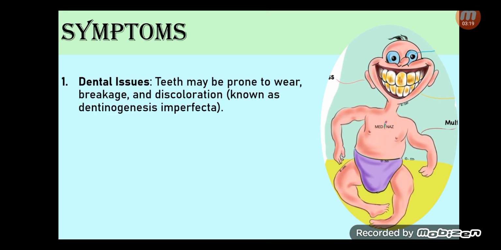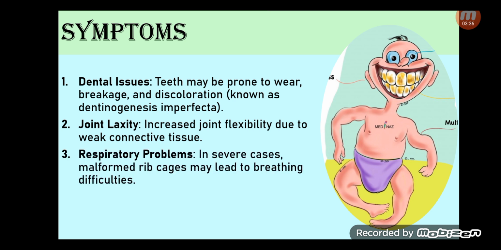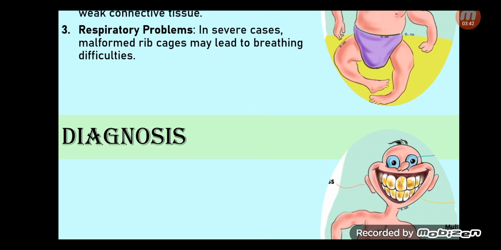Further talking about symptoms, the patient also shows dental issues. Teeth may be prone to wear, breakage, and discoloration, known as dentinogenesis imperfecta. They may also show joint laxity, that is increased joint flexibility due to weak connective tissue. They also show respiratory problems. In severe cases, malformed rib cages may lead to breathing difficulties.